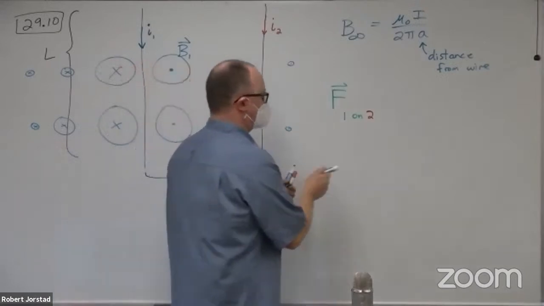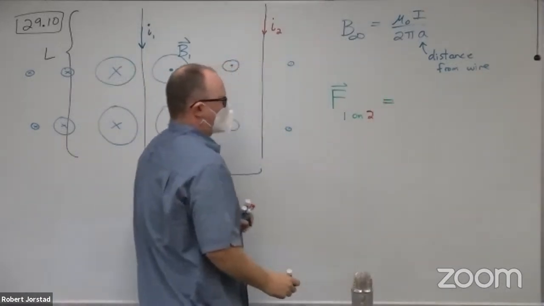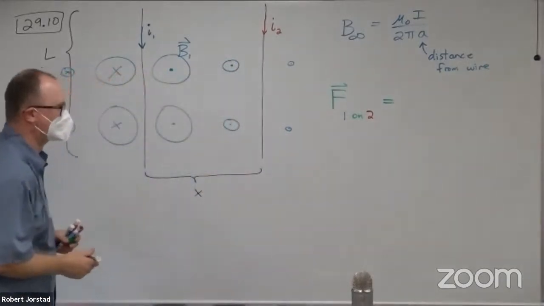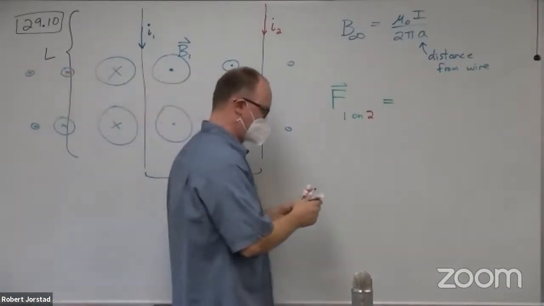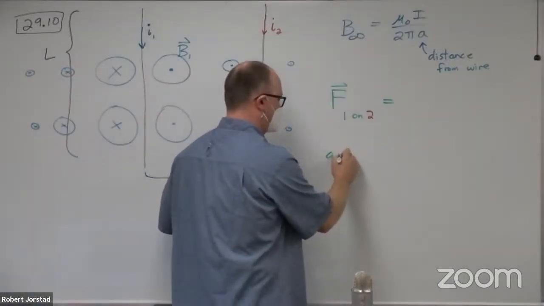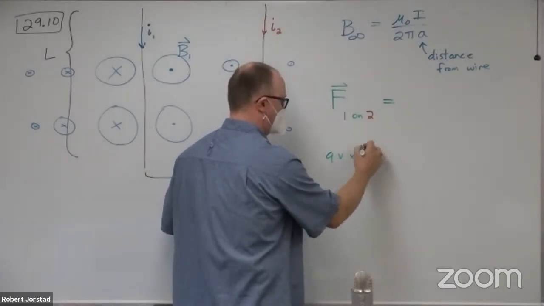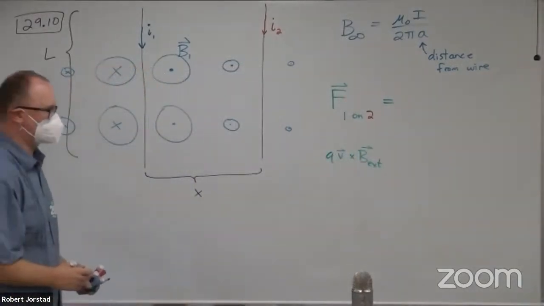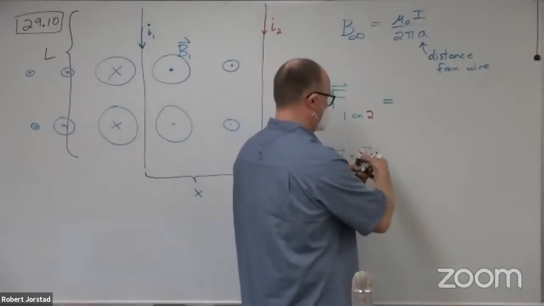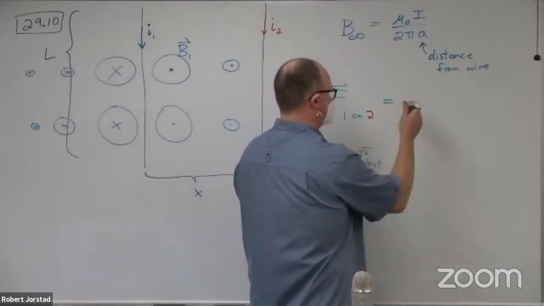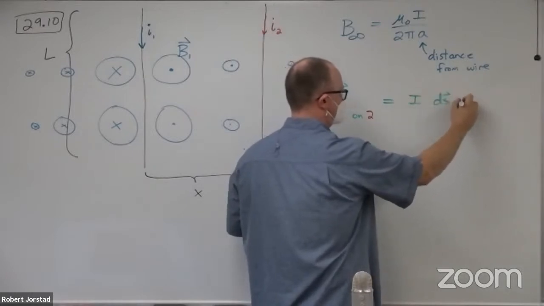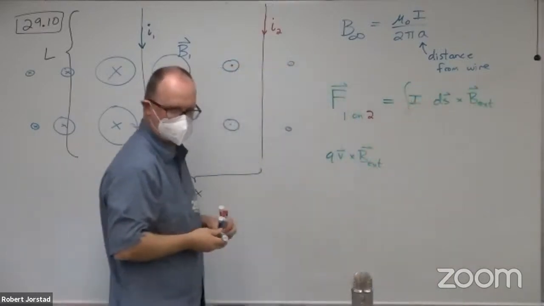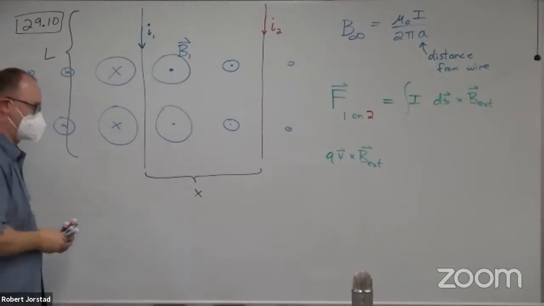So help me out. What was the equation for force on a wire? From the last chapter that you're being tested on Monday. What is it? You said QV cross B external. That's close. I don't see current in there. Do you? It was the I. And then you had to integrate, right? That was the equation we're trying to deal with now, right?